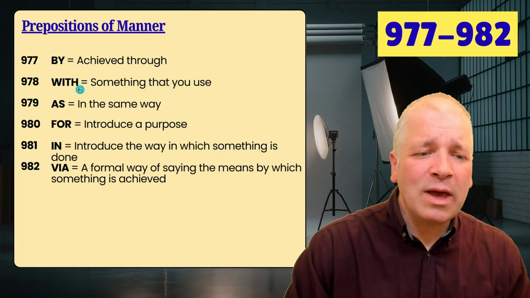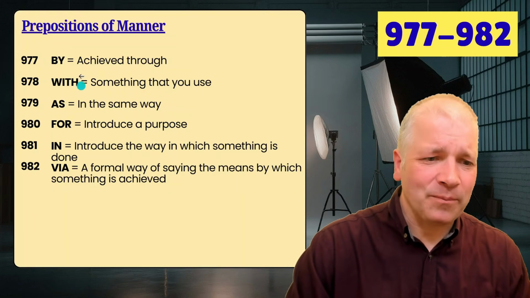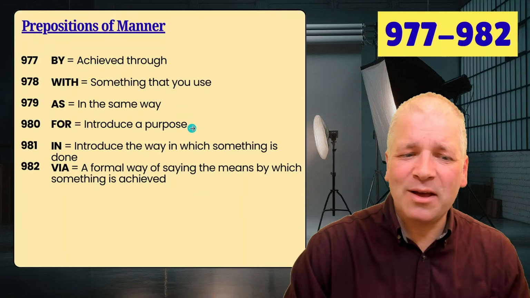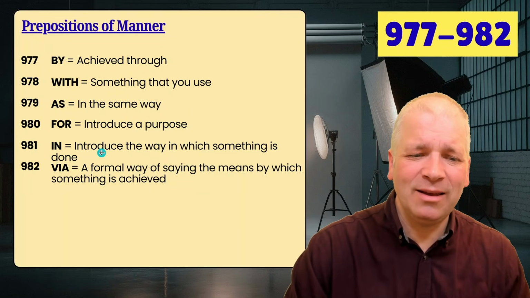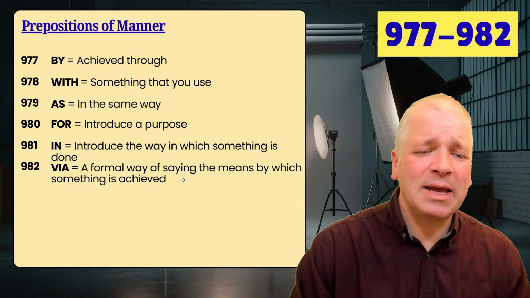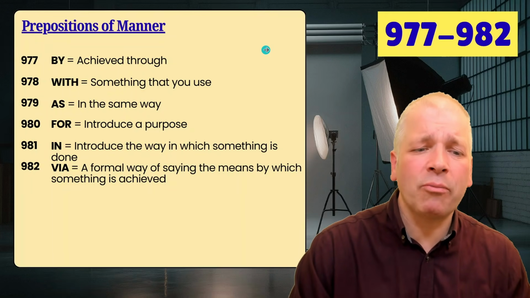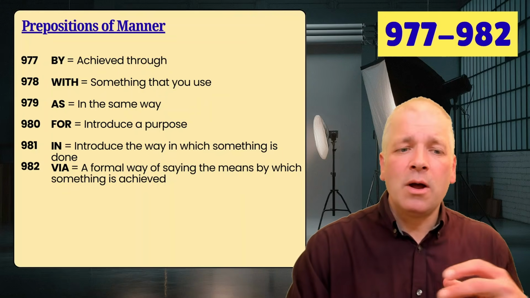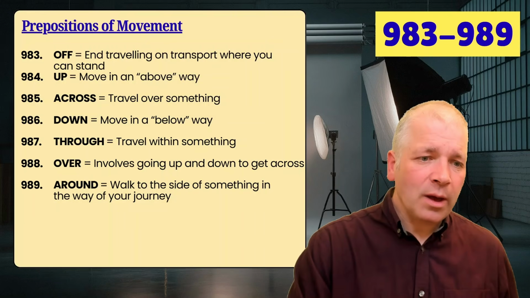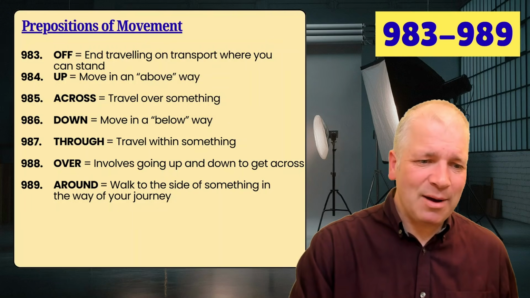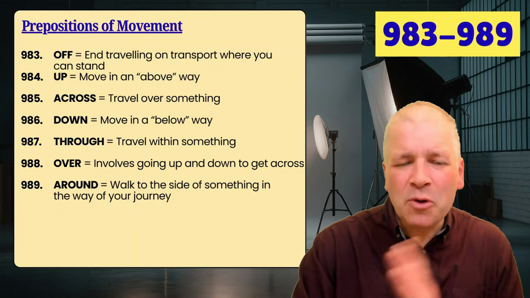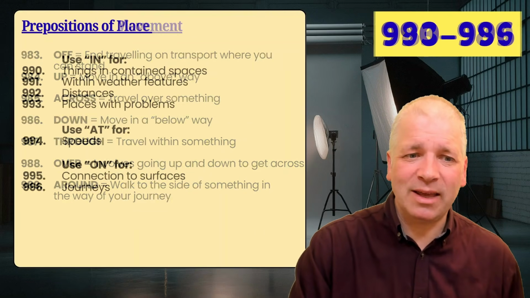By, with, as, for, in, via. By means achieved through, with, something you use, as in the same way, for introduces a purpose, in introduces the way something is done, and via, a formal way of saying the means by which something is achieved. These are all prepositions that you can use to show manner in English. With movement: of, up, across, down, through, over, and around. These all indicate the movement of something in the ways explained here.